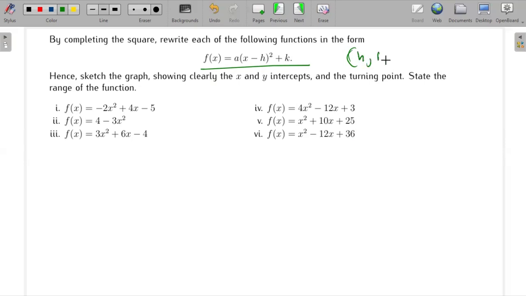And then you write your k. This is what is going to be your turning point. That's the easiest way to get the turning point. Okay, so now let's complete the square. So we have f of x is equal to negative 2x squared plus 4x minus 5.